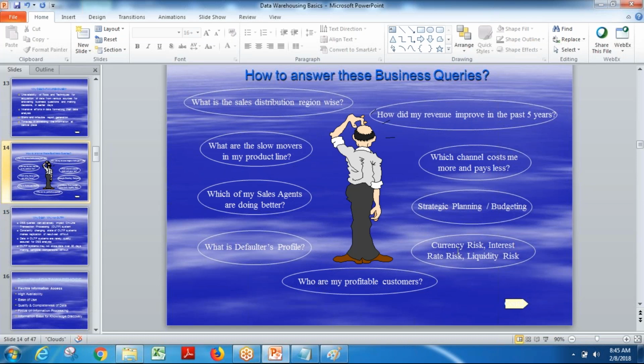And it also helps you to predict, which is called predictive analytics. Basically, you can predict based on the history of transactions. You can understand at what point of time you will run into a liquidity risk, or a currency problem that I may face, or at what point you may have to face high interest rates. So this is called predictive analysis.